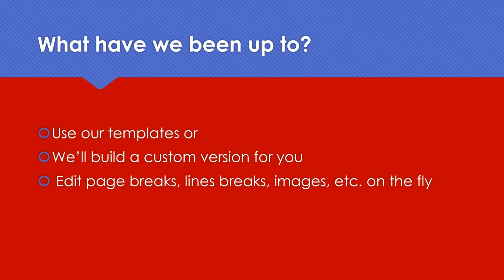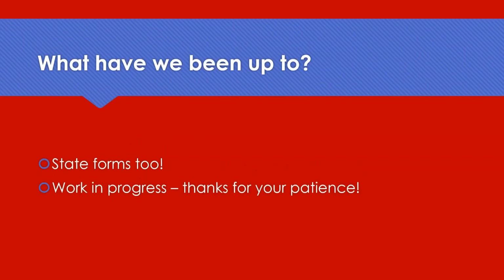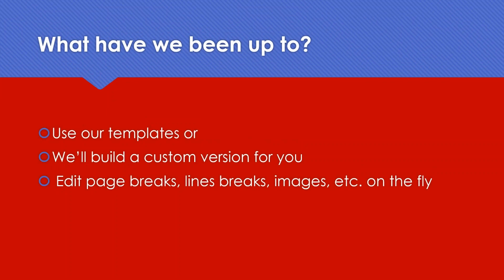Then the second level is that you can also edit things on the fly on a report by report basis, so that we give you the templates to work with, and you've never had the ability before in Horizon to go in and add line breaks or change page breaks or move images around or change the size of images. Now you're going to be able to do that. So you get the template possibilities, and then you get the on-the-fly editing possibilities.